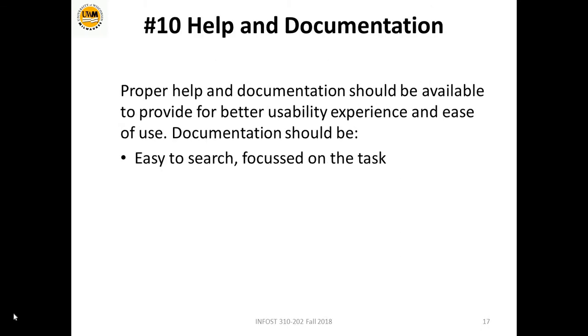Last and not least, we need to have proper documentation. Documentation should be easy to search, should be focused on the tasks, should provide the help needed by the users to perform and to learn about performing their tasks. These are the heuristic evaluation criteria. Any system, software, website that we are evaluating should be evaluated against each and every one of these criteria.